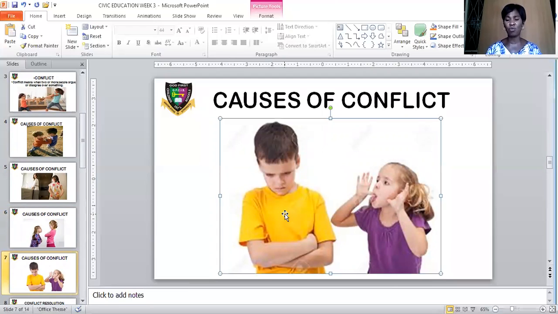What is the girl doing? Who can tell me what the girl is doing? Yes. Good. Making jest of the boy. Is it good to be making jest of yourself? No, you are mocking him. And it's not good. The boy is not happy.